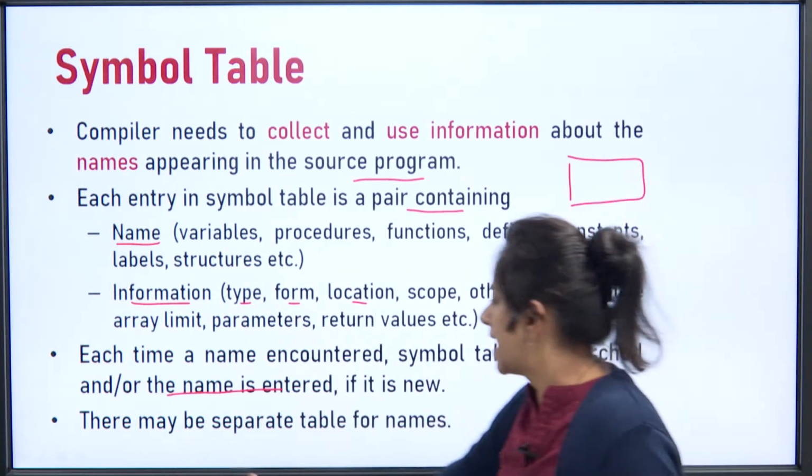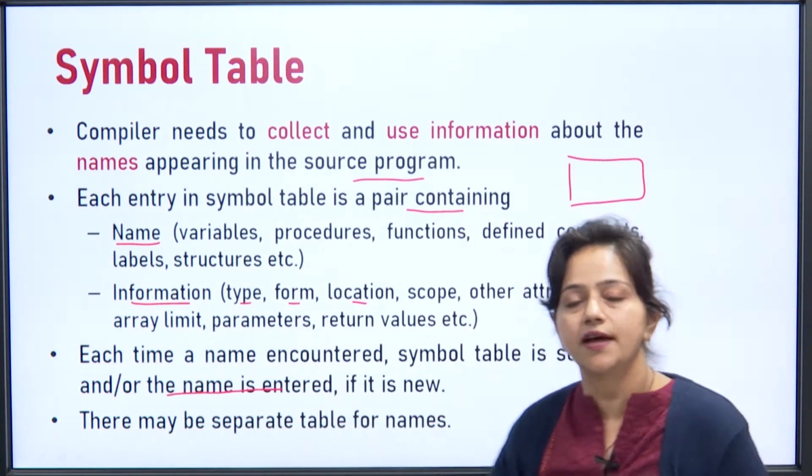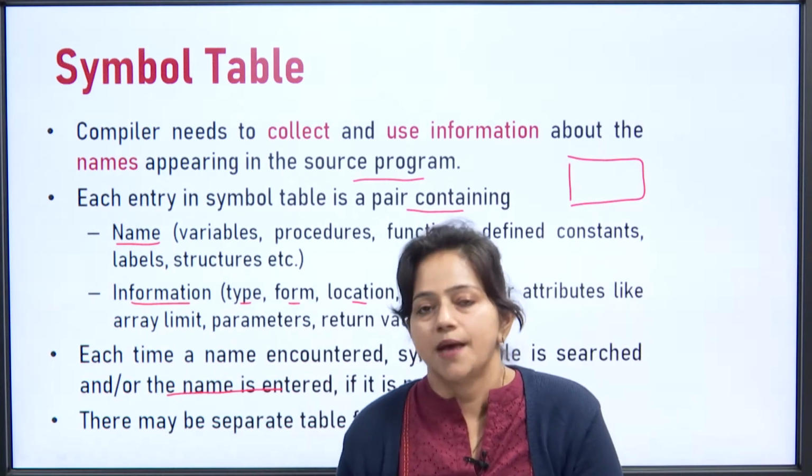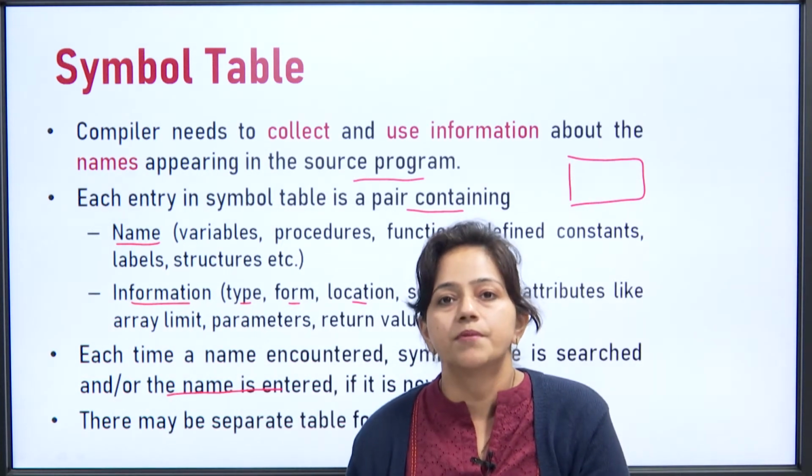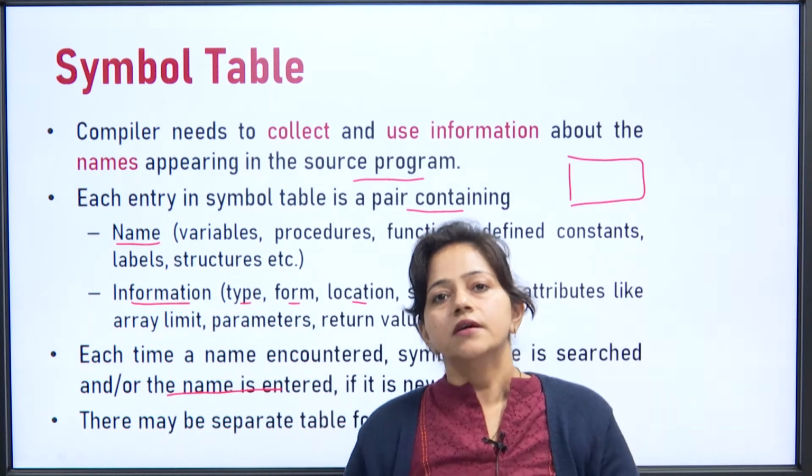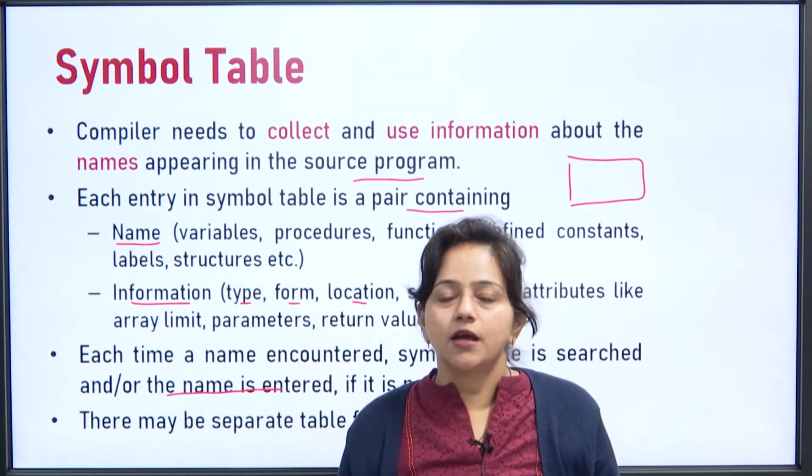Similarly, there may be separate tables for names. There are various types of names: it could be a variable, a label, or a procedure name. So, we can have a separate table for every category of name.